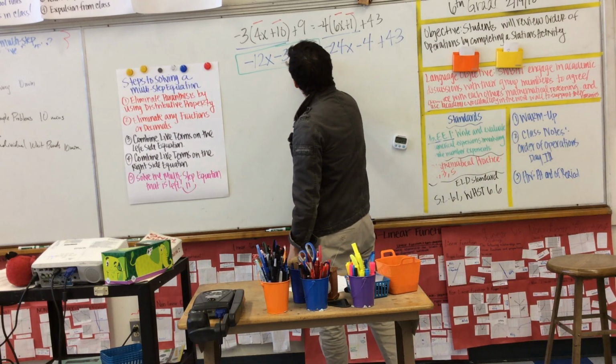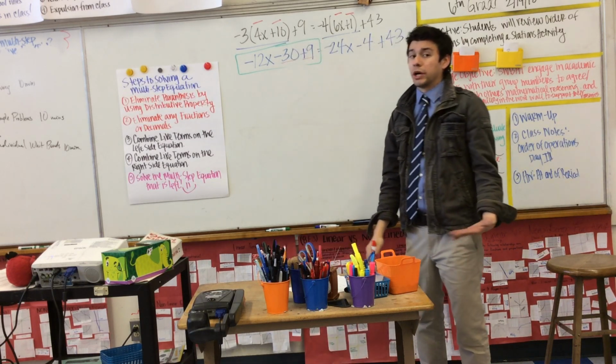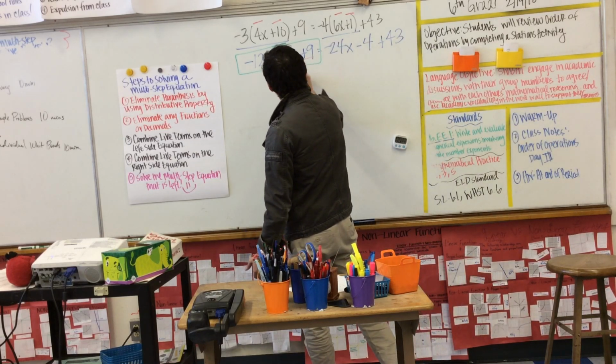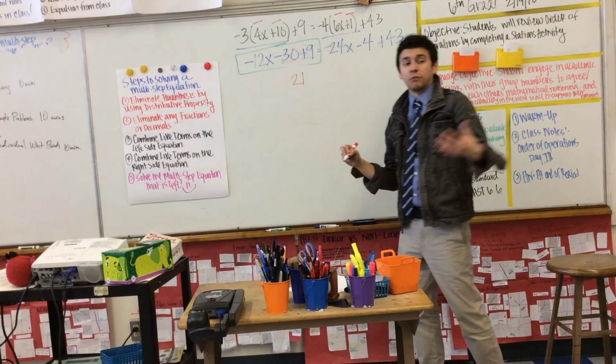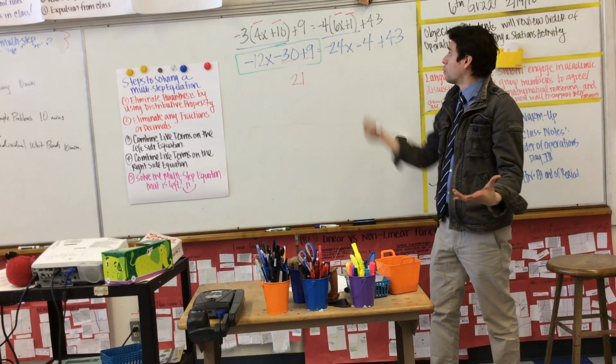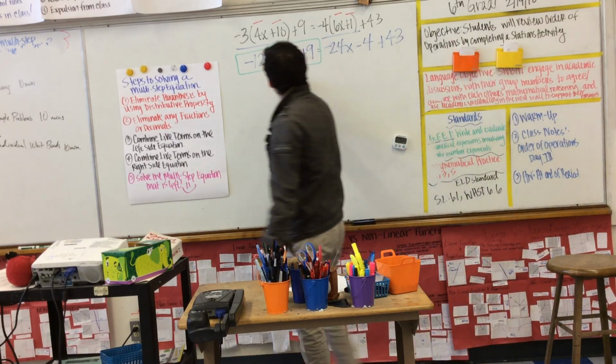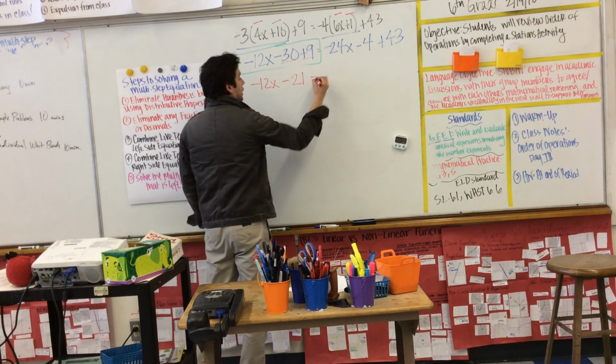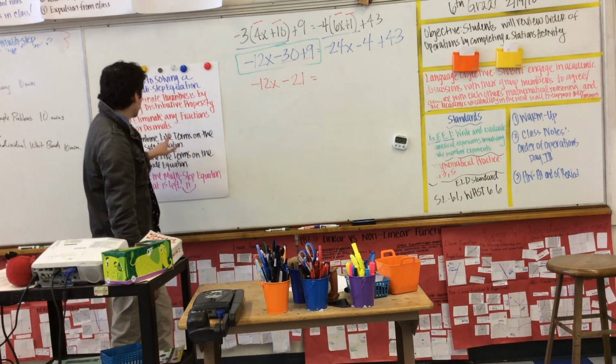You could only combine negative 30 plus 9. Well, I know that's different signs, so I'm going to subtract. I know that 30 minus 9 is 21. Do you have more negatives or more positives? Well, I have more negatives, so this should be negative 21. The negative 12x drops. The equal sign drops too. We're done with the left side.